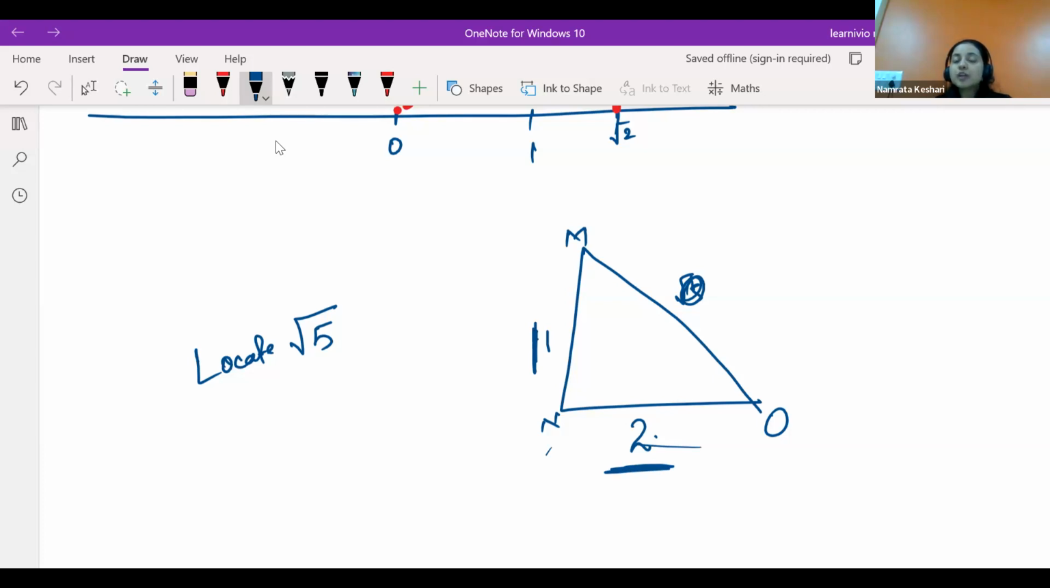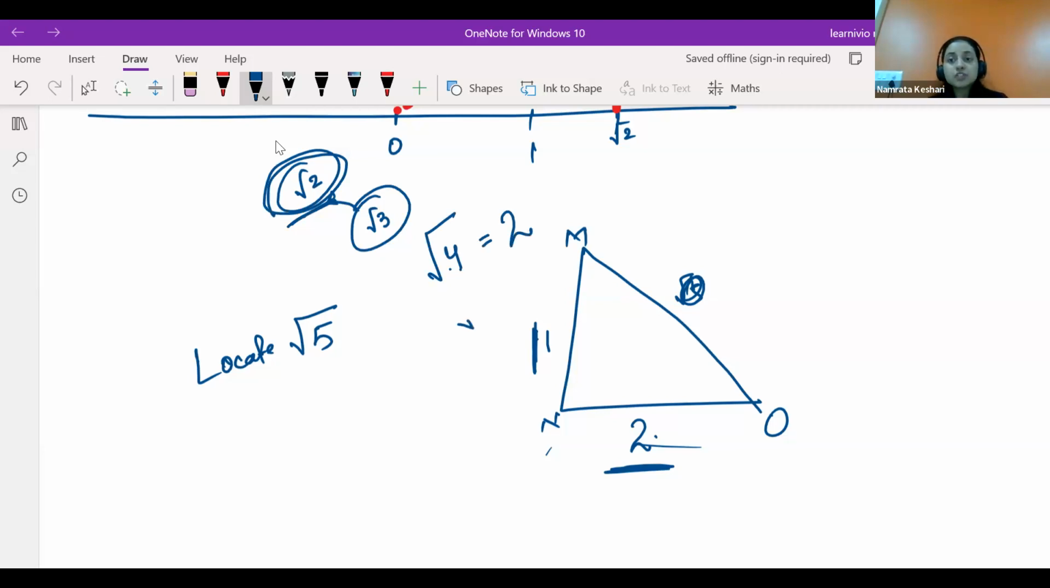So, to locate root 3, at first we need to locate root 2. To locate root 2, we just have to focus on root 2 only. For root 3, at first we'll be locating root 2. For root 4, root 4 is a perfect square number, the result is just 2. If any time in the exam, just to confuse you, it says locate root 4 on the number line, you should understand root 4. 4 is a perfect square number. Square root of 4 is just 2.